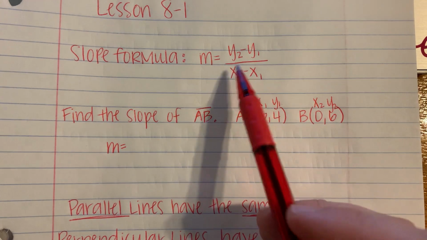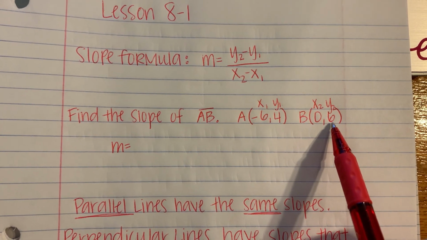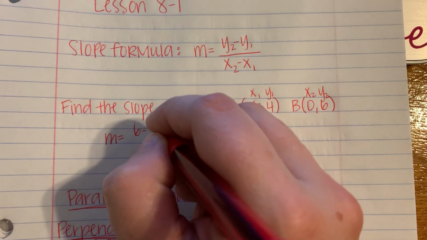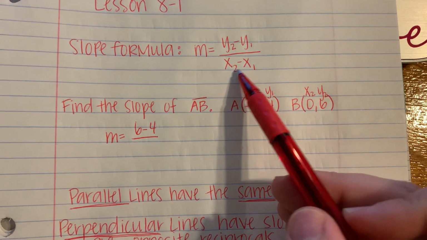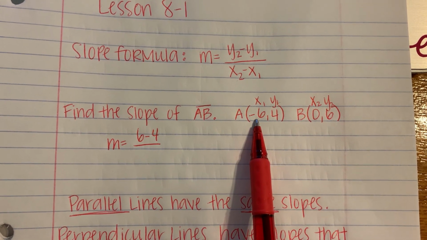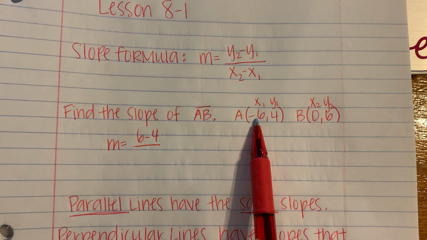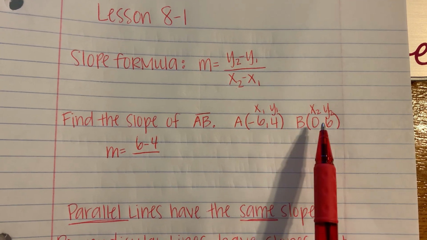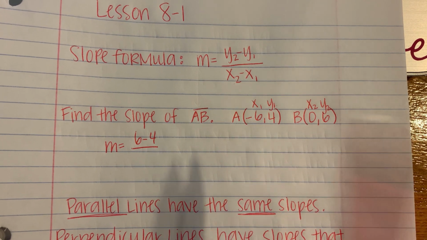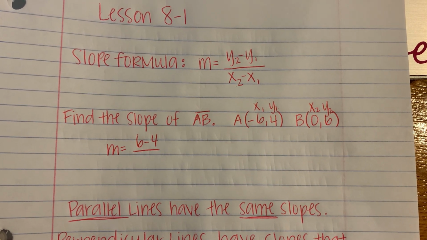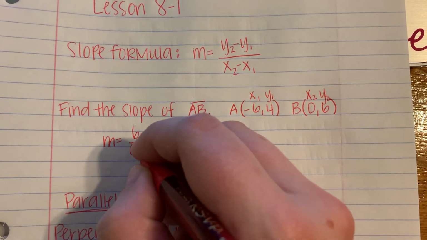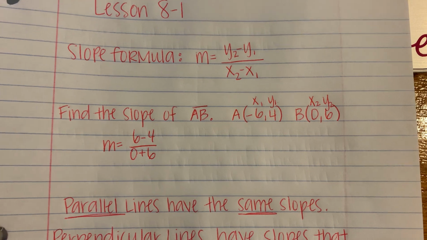M equals, okay, Y2 minus Y1. Y2 minus Y1 would be 6 minus 4 over X2 minus X1. Okay, X2 is 0, X1 is negative 6. So I would have to do 0 minus a negative 6. Okay, if I'm doing 0 minus a negative 6, that means 0 plus 6. Those two negatives cancel out.